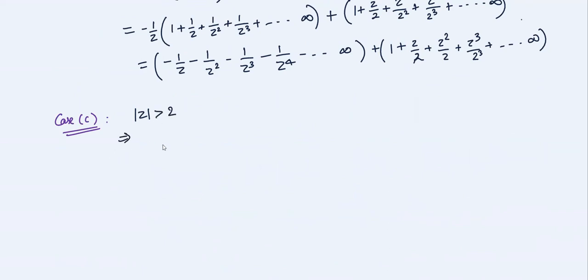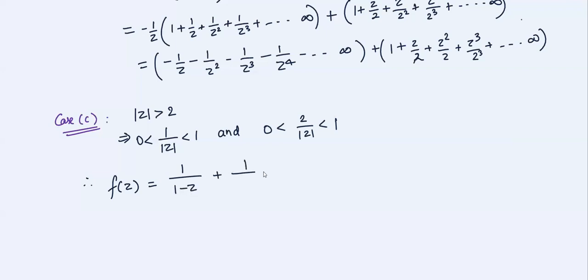mod z greater than 2. So 1 by z will definitely lie between 0 and 1, and 2 by z also lies between 0 and 1. In this particular case, therefore, f of z is 1 by 1 minus z plus 1 by 2 minus z. Now, here for both cases, we have to divide by z.